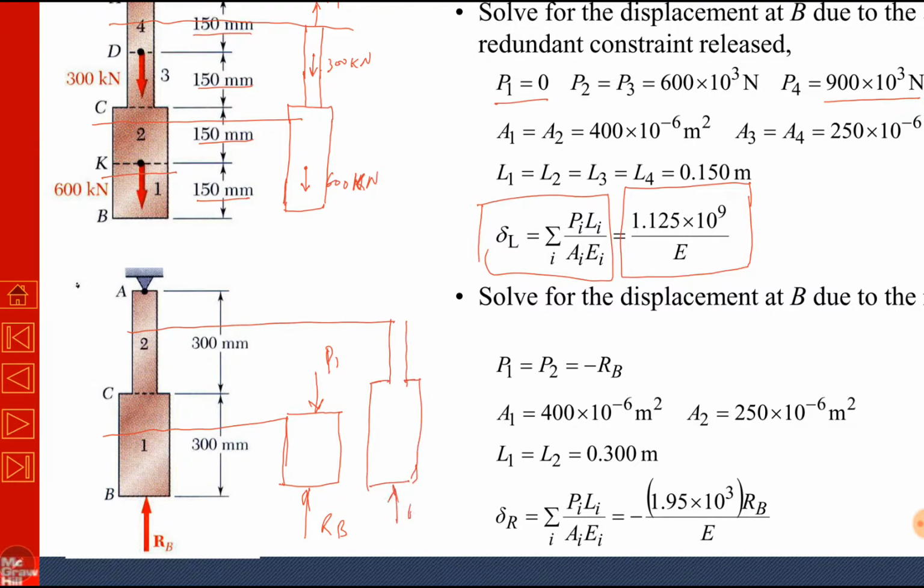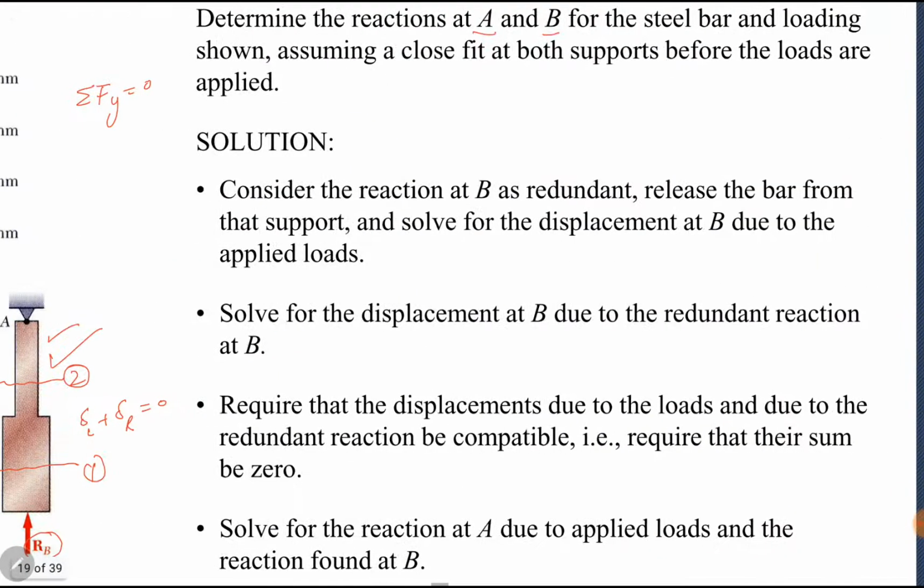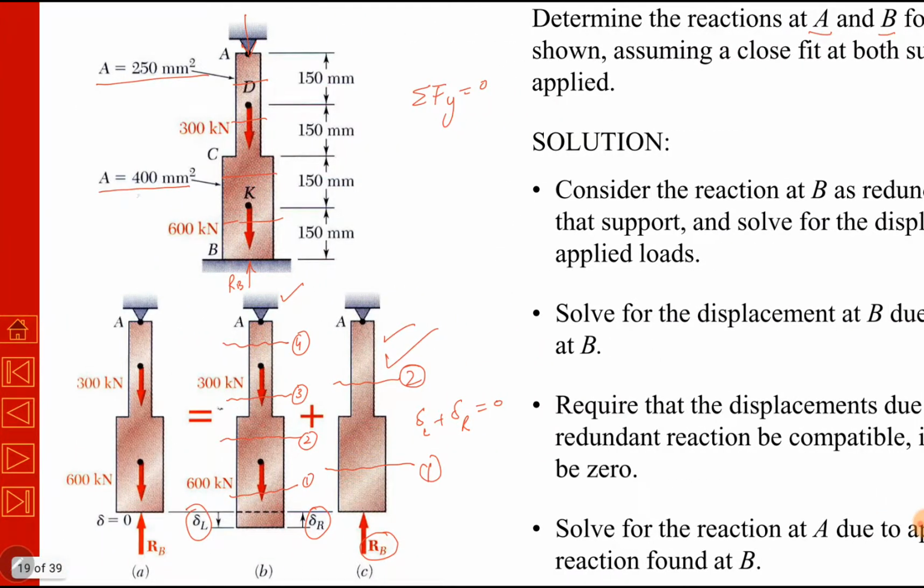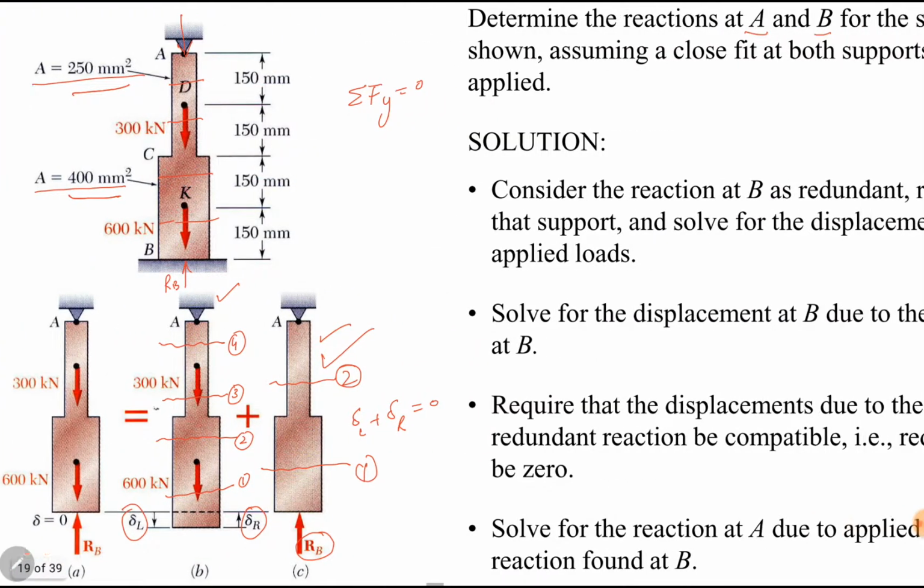Again, there is a force RB, and at section 2 there will be a reaction force P2. Summation of forces is equal to 0, so P2 is also equal to RB. Since this is a compressive force, we have put a negative sign with it. A1 and A2 are given in the problem. A1 is 400 millimeter square, A2 is 250.